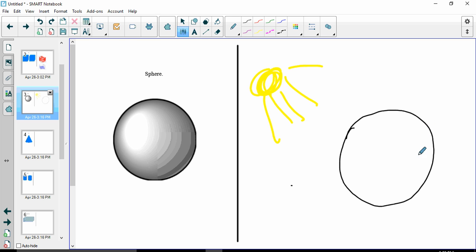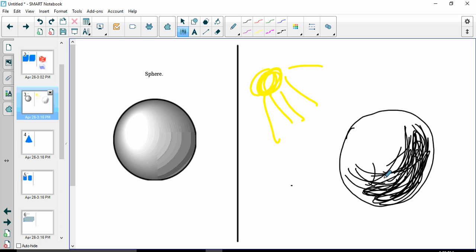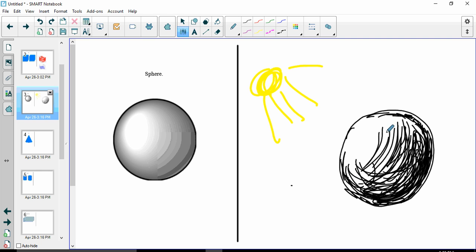Now, I'm going to describe the shadow with lines. Got our lines going. And the closer I get to the light, the more my lines separate. See, the lines are very close together down this end. The closer I get to the light, the more my lines disappear.